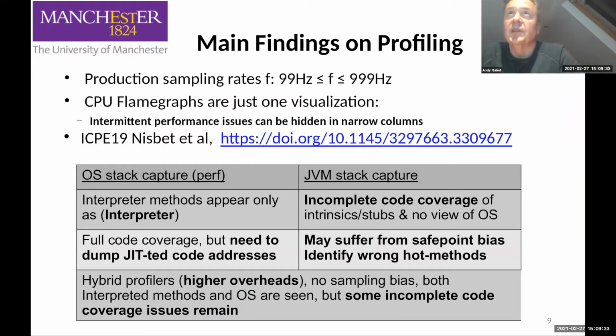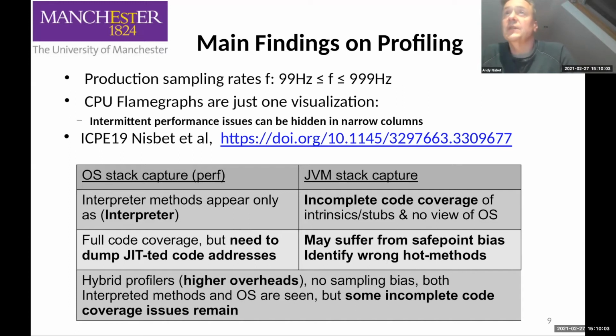This slide summarizes the main findings from our ICPE 19 paper. Bold highlighting indicates bad things. So a general point with CPU flame graphs is that it represents an average where time is spent in execution. A frequent but short, or infrequent but long duration operation will appear as a narrow column width, meaning that important performance issues can be obscured or hidden and not appear significant.